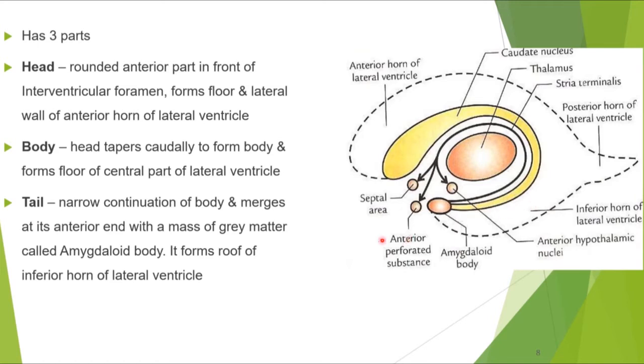Just to reiterate, the caudate nucleus consists of head, body, and tail. The head forms the floor and lateral wall of anterior horn of lateral ventricle. The body forms the floor of central part of lateral ventricle. The tail forms the roof of inferior horn of lateral ventricle.